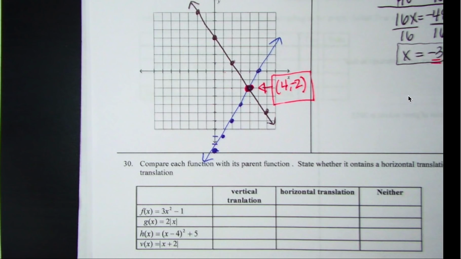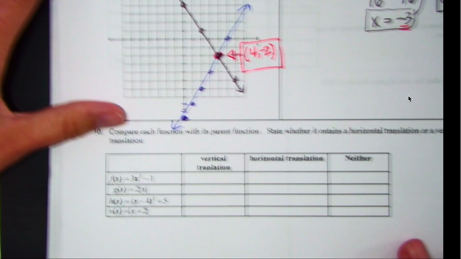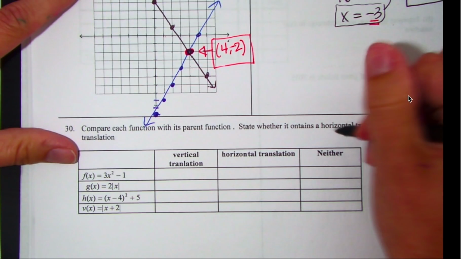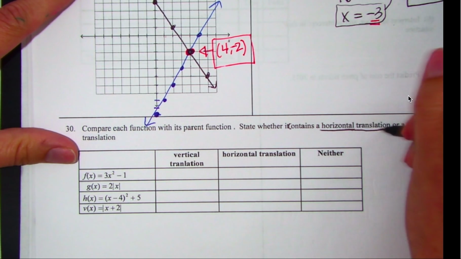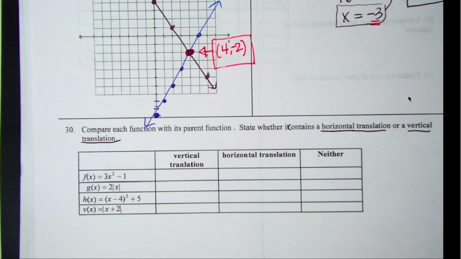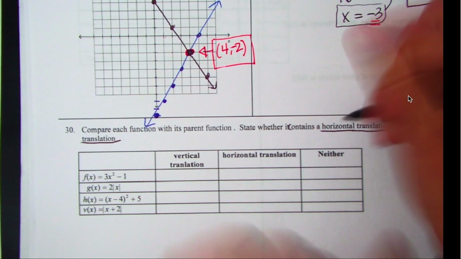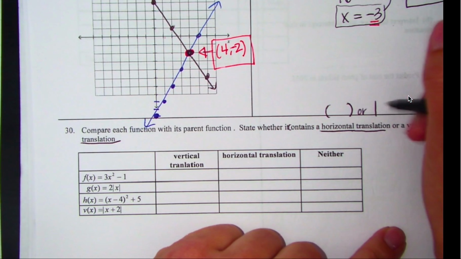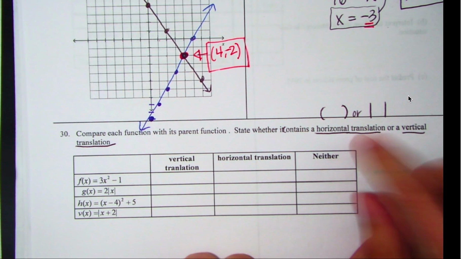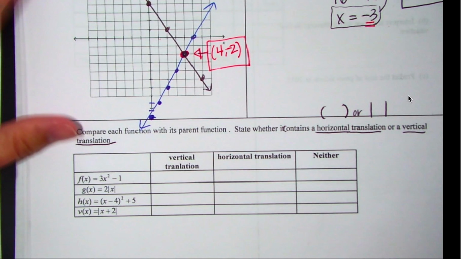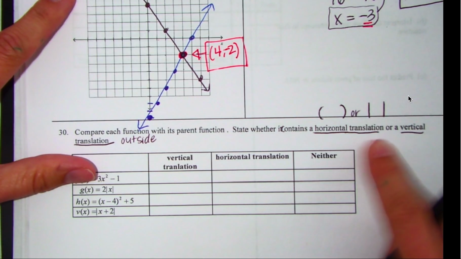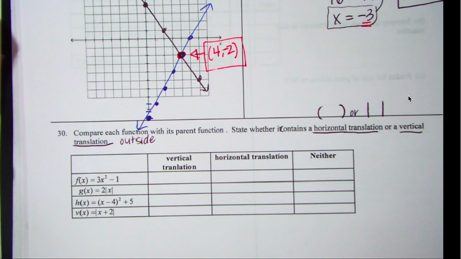Number 30, we are going to compare each function with the parent function and state whether it contains horizontal or vertical translations. So horizontal translations, we remember, happen inside of the parentheses or the absolute value symbols. That's going to be our horizontal. The vertical translations are the numbers that add and subtract on the outside of the absolute value or parentheses.